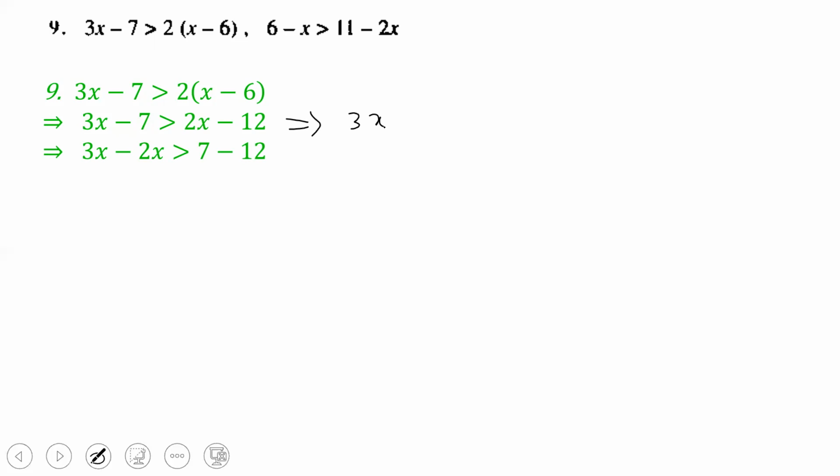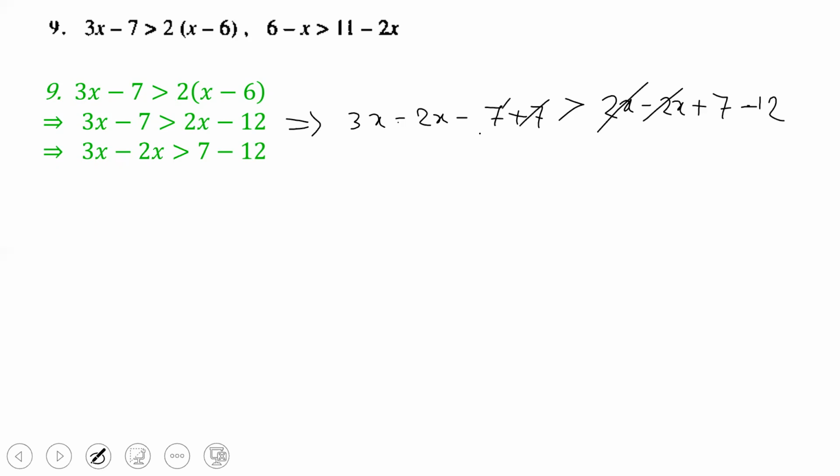Or you can write this as just 3x minus 2x minus 7 plus 7 greater than 2x minus 2x plus 7 minus 12.